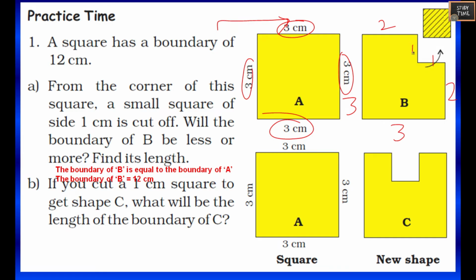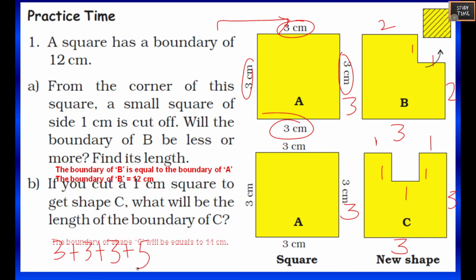If you cut a 1 centimeter square to get shape C, what will be the length of the boundary of C? So here you all know that it is 3, here it is 3, here it is 3. So this is clear, is it? Then 1 centimeter here, 1 centimeter here, 1, 1, 1. So 3 plus 3 plus 3 plus 5. So the answer is 14 centimeter.